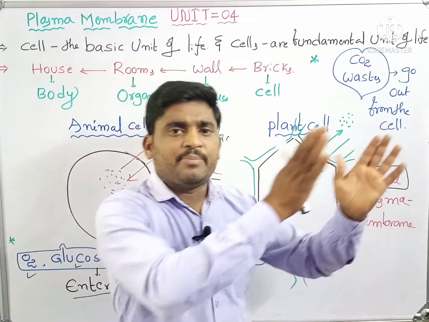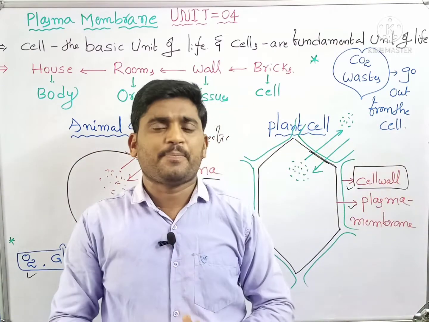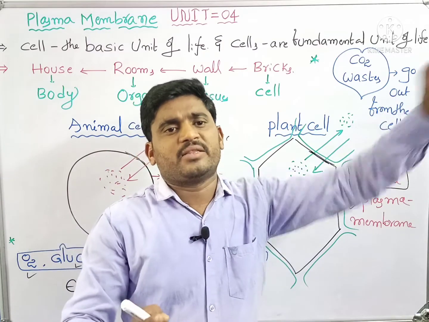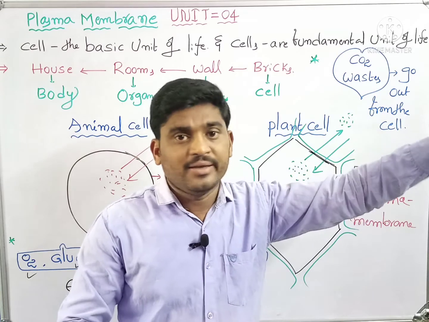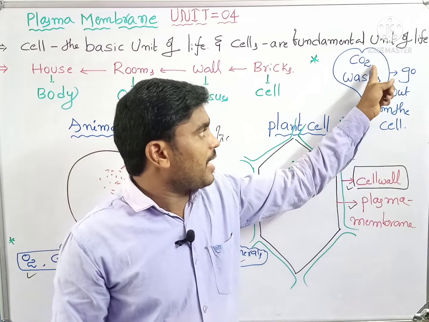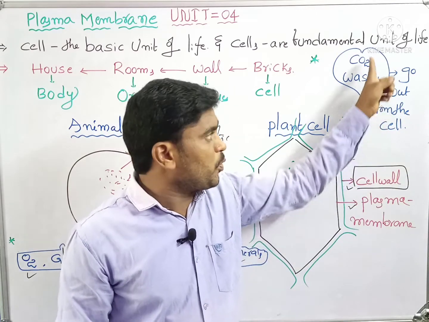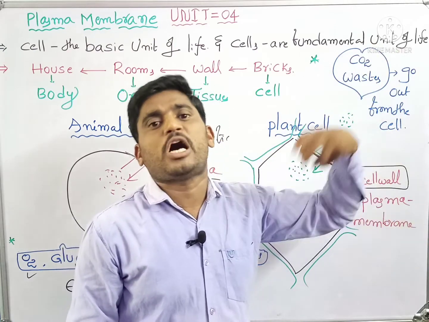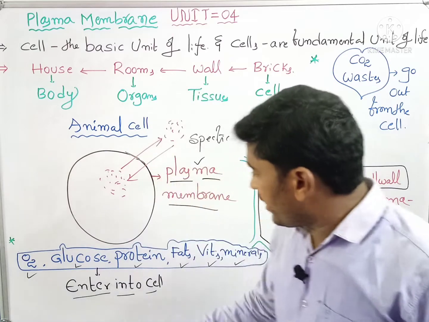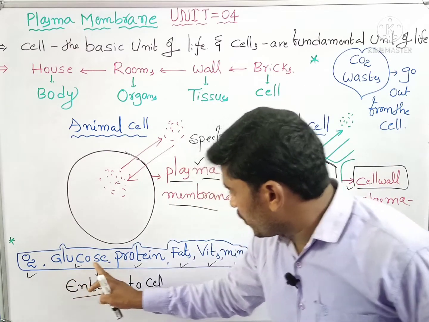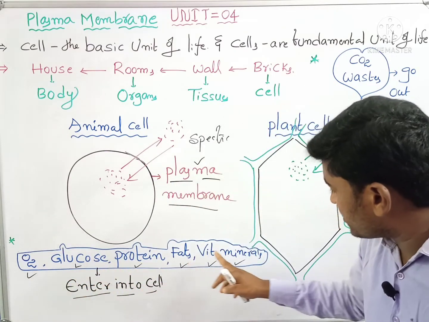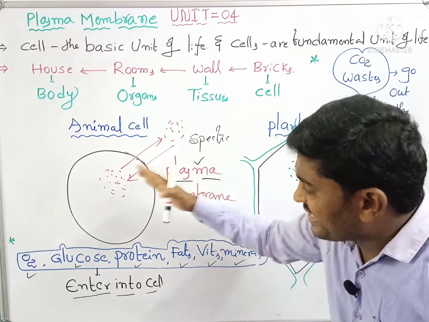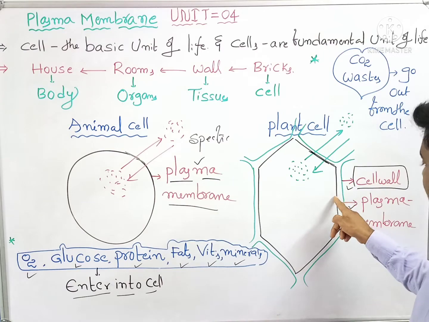So here some substances enter into the cell. At the same time, some substances move to the other side, outside the cell. Carbon dioxide and waste are produced inside the cell, and these materials move outside the cell. Oxygen, glucose, protein, fats, vitamins, minerals: all these substances enter into the cell through the plasma membrane.